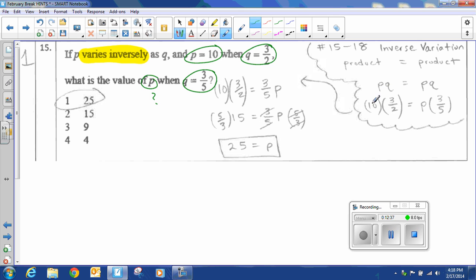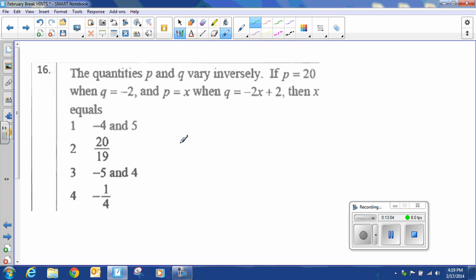So we say pq equals pq. 10 goes with 3 halves, so we have 10 times 3 halves equals 3/5 times p. 5/3 times 15 equals, so we multiply both sides by 5/3. This gives us 25 equals p. There's your answer. Okay? Wanted to do one of these for you.